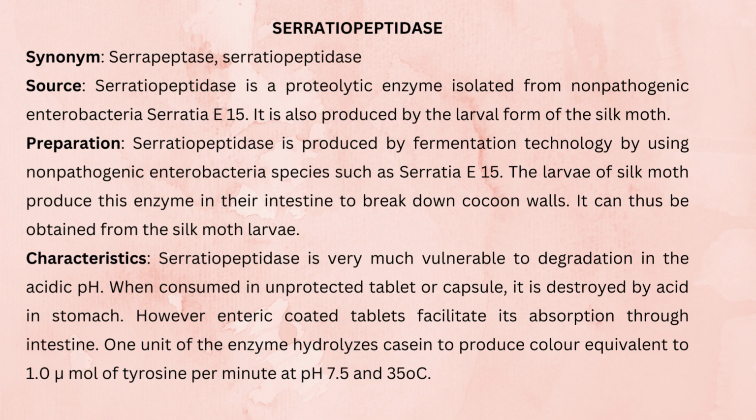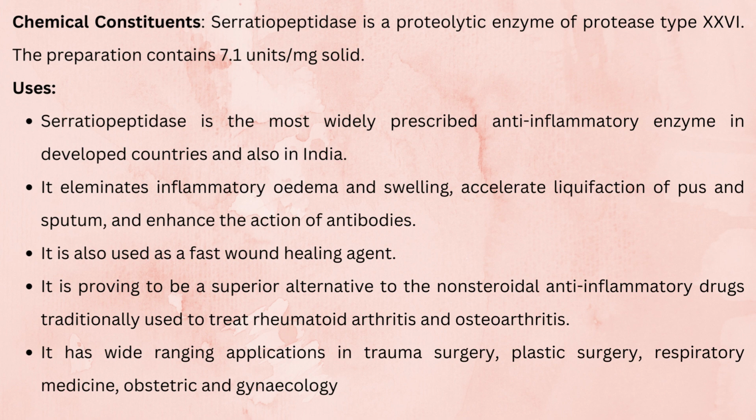Serratiopeptidase is highly vulnerable to degradation in acidic pH. So when it is given in the oral form, it has to be protected from the acid in the stomach. So it is available as an enteric coated tablet, which facilitates absorption in the intestine. It's a proteolytic enzyme which consists of 7.1 units per mg of solid.